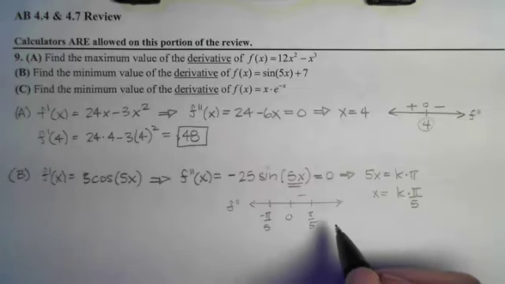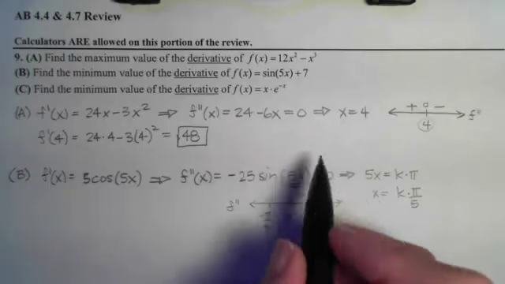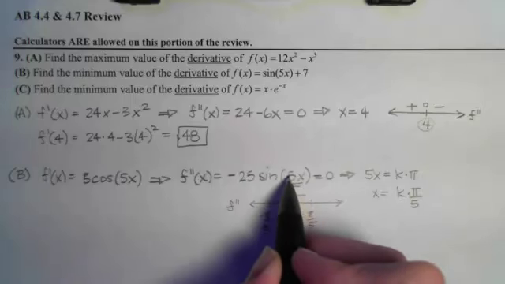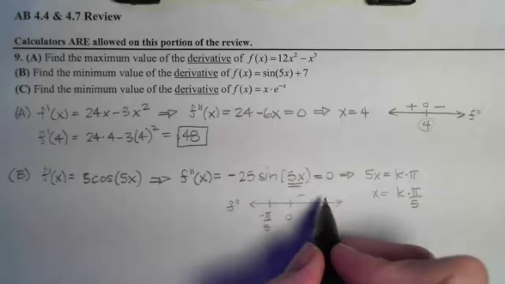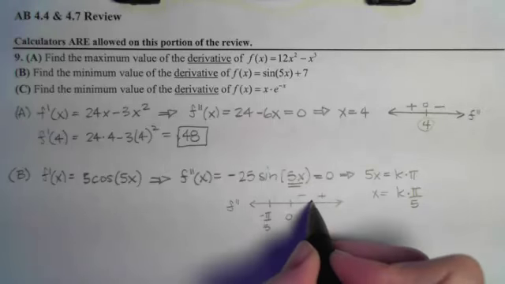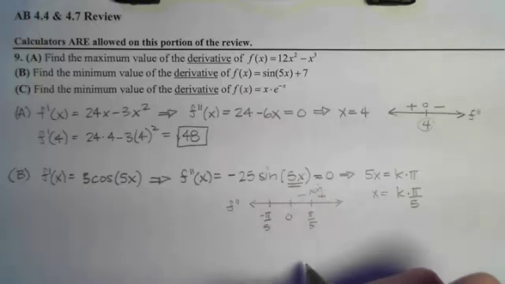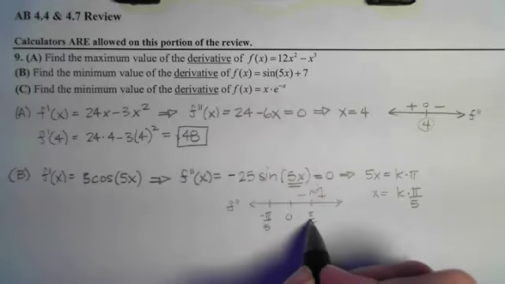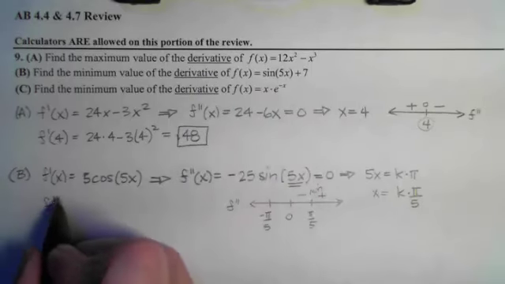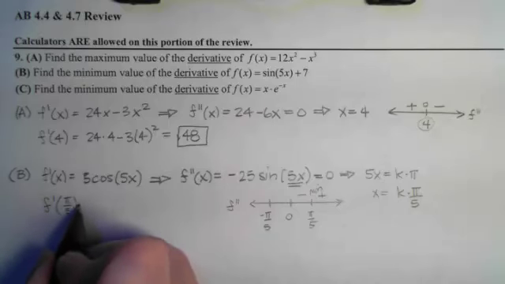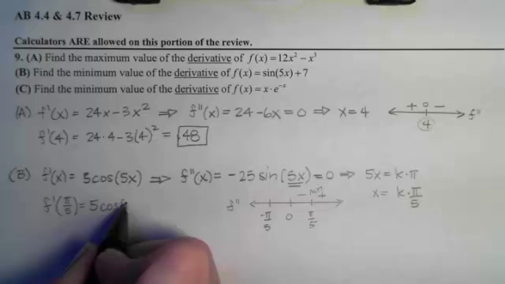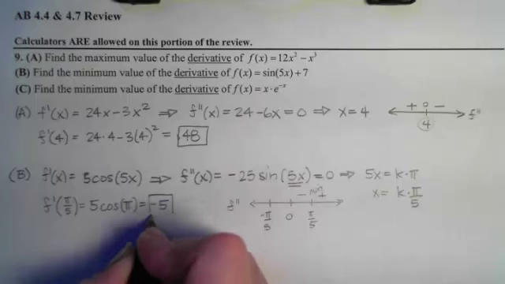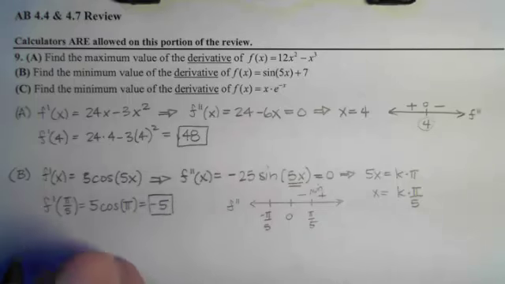After pi over 5, say at 2 pi over 5, nope, let's do 3 pi over 10. So 3 pi over 10, if I plug that in, I will get 3 pi over 2, and the sine of 3 pi over 2 is a negative, times a negative will be positive. So here we're getting a minimum location. To figure out the value of the derivative at that location, I will plug that in. So f prime of pi over 5 is 5 times the cosine of pi, which is negative 5. So the minimum value of the derivative will be negative 5.